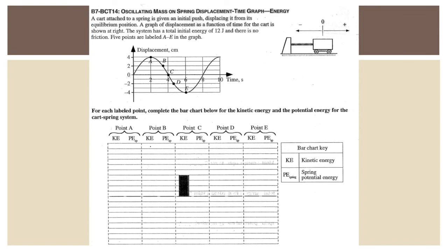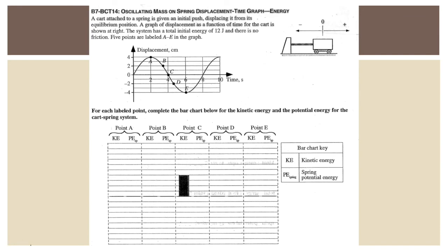B7 BCT14, oscillating mass on the spring, displacement time graph, energy. It says here, a cart attached to the spring is given an initial push, displacing it from its equilibrium position. A graph of displacement as a function of time for the cart is shown at the right. The system has an initial energy of 12 joules, and there is no friction. 5 points are labeled A through E in the graph. A, B, C, D, E, you can see them up there. And it says here, for each labeled point, complete the bar chart below for the kinetic energy and the potential energy for the cart-spring system.